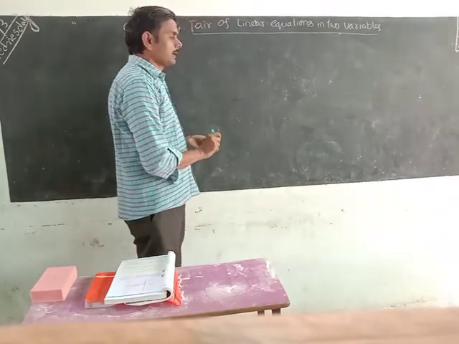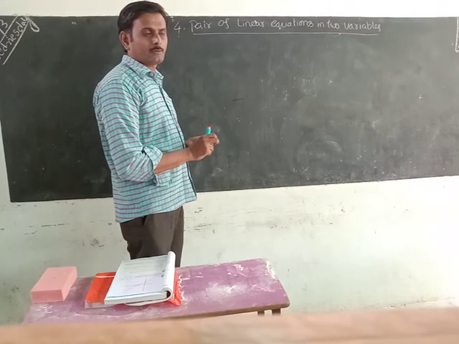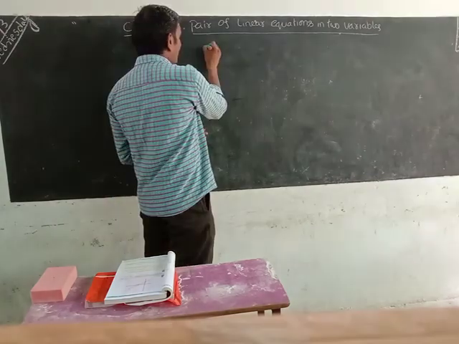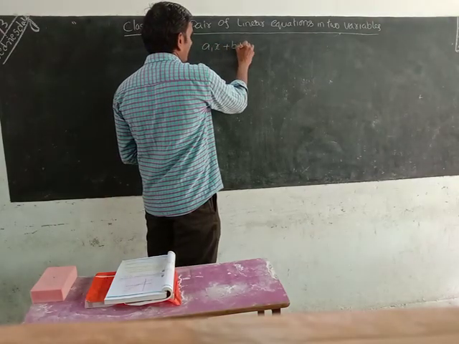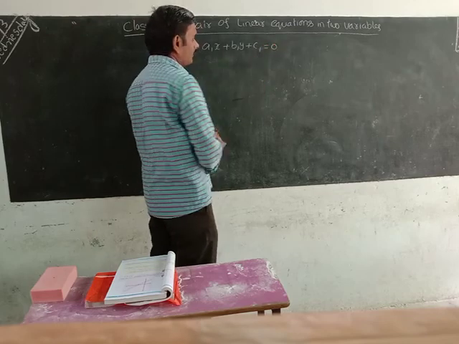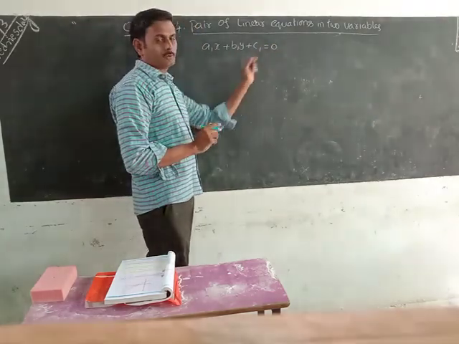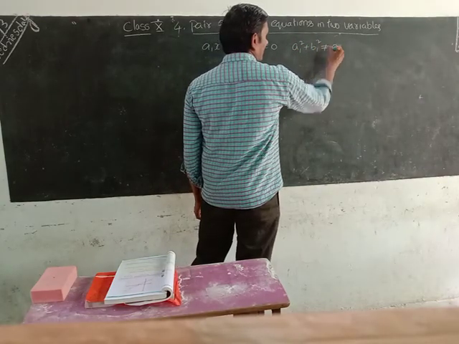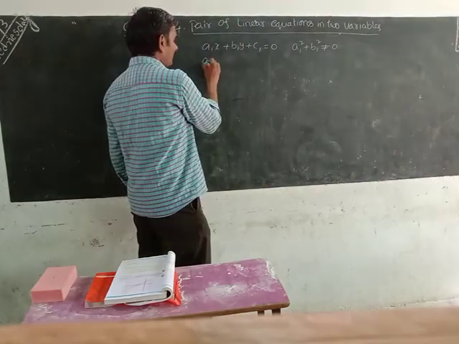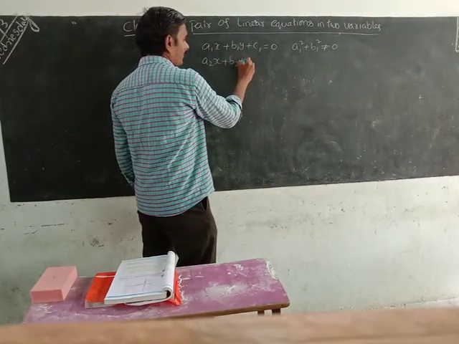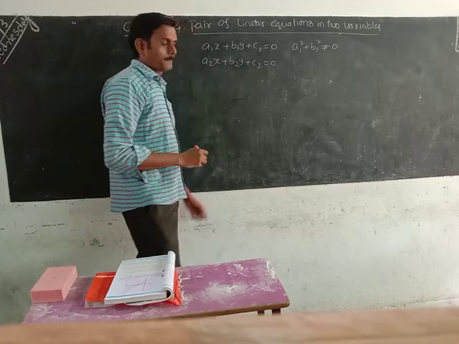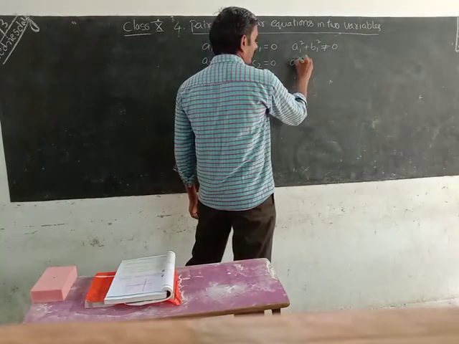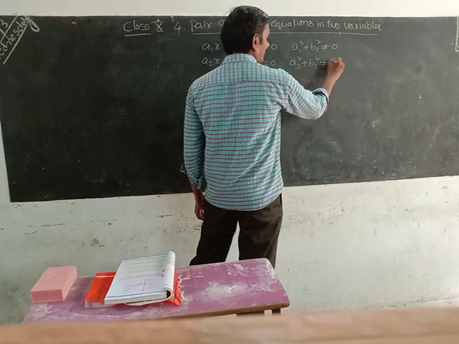Once again, whenever you want to take a pair of linear equations, the basic form is a1x plus b1y plus c1 equal to 0, where a1 square plus b1 square should not equal 0, and a2x plus b2y plus c2 equal to 0, where a2 square plus b2 square is not equal to 0.